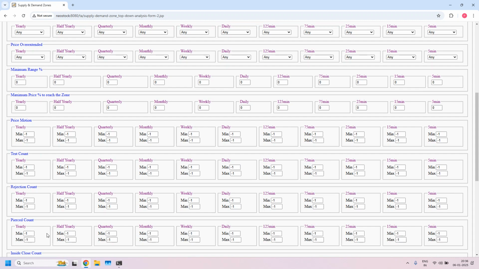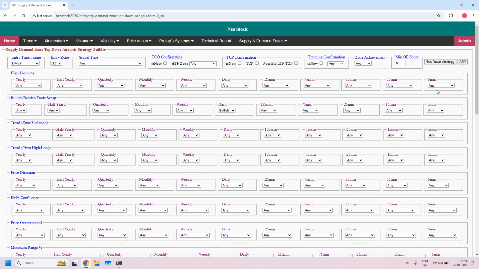Actually, you land pierced zones, right? I think from now onwards, filtering these pierced zones may not be needed. Maybe you can't use them as a bullish trade setup, those zones, but they might be helping you in a different way. So that's why let me keep those zones.